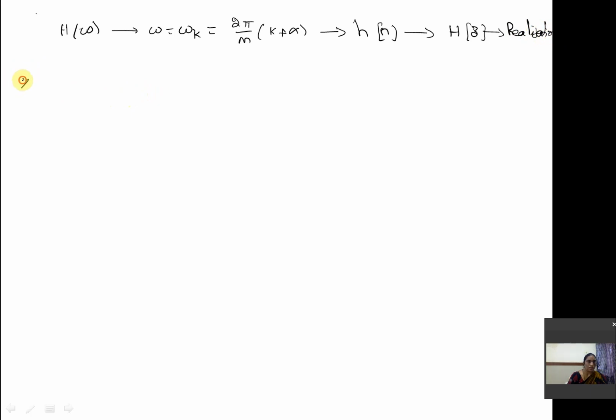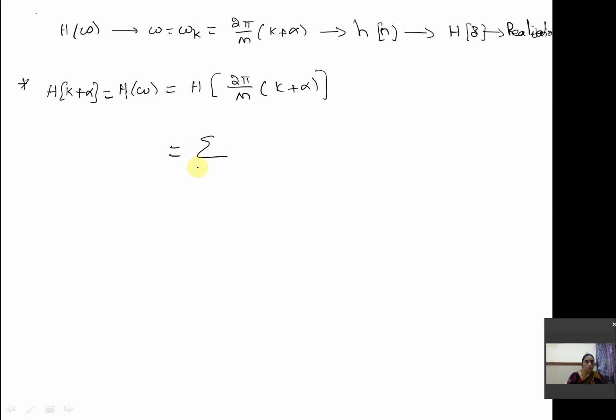So now consider our H of omega. What is that H of omega? Omega is here omega k, that is nothing but 2 pi by M into k plus alpha. We may call it simply like this, H of k plus alpha, right? So that is H of 2 pi by M into k plus alpha. Now this is equal to, of course you know the formula for H of omega from the DTFT definition.